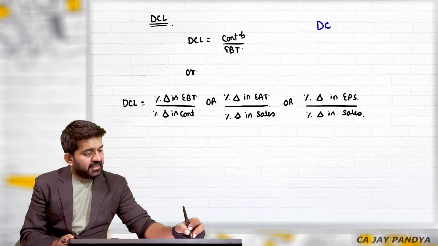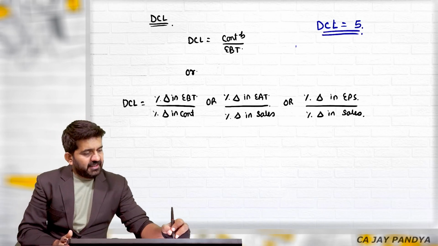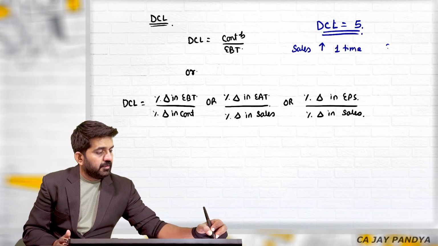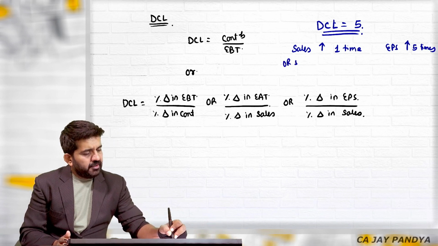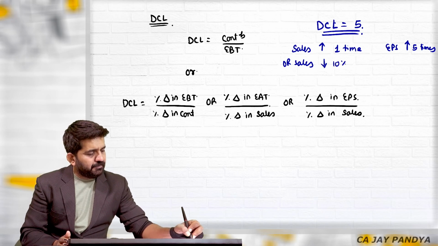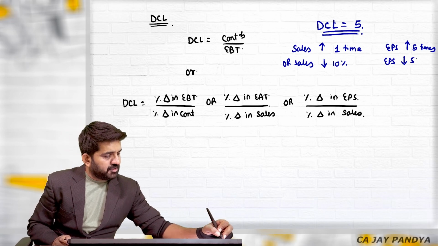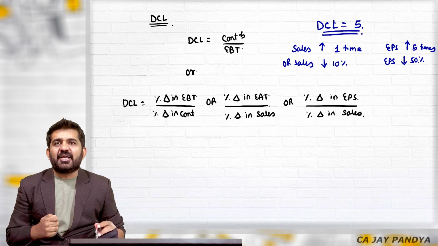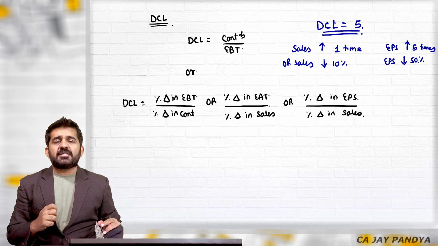What does degree of combined leverage of 5 mean? This practically means if sales increases one time, my EPS will increase 5 times. Or if sales decrease by 10%, EPS or EBT or EAT will decrease by 50%. This is basic understanding of DOL, which measures operating risk, DFL, which measures financial risk, and DCL, which measures combined risk.